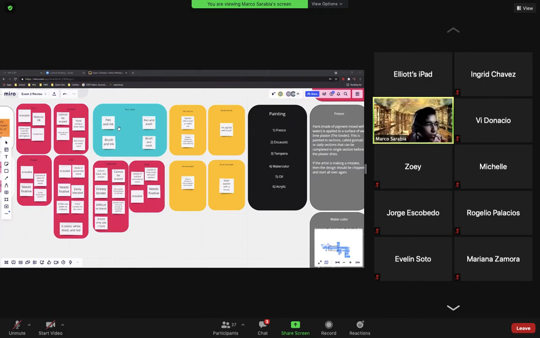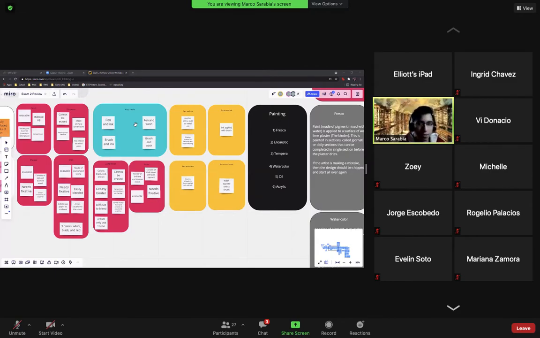Now let's go to the fluid media. We have 4 different ones, and those are the most basic of them all. We have pen and ink, pen and wash, brush and ink, and brush and wash. Now, the only difference between these is what's going to be applied and how you apply it.